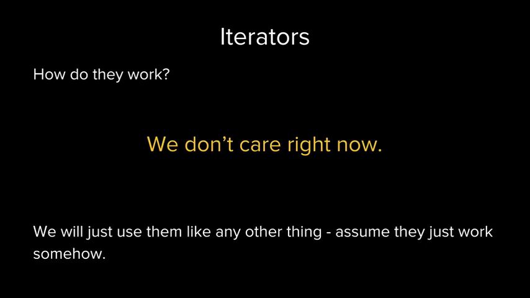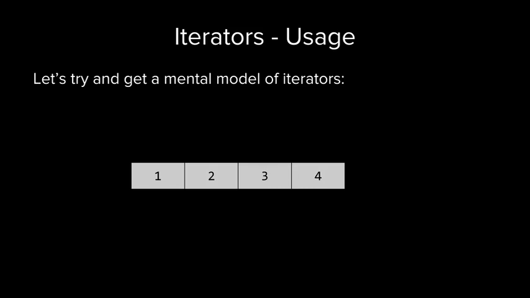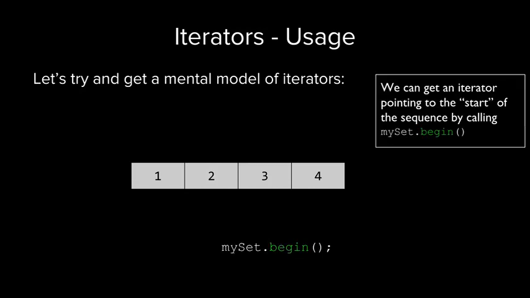So we'll just use them for now. But the idea is pretty intuitive. If you keep in mind, we're trying to behave like indices, but work more generally. So let's say you have a collection, and the iterators are letting you view this collection in a linear manner. So if you had indices, you'd say, let me start at the zeroth index. Well, if you have iterators, you say, let me start at the begin iterator.